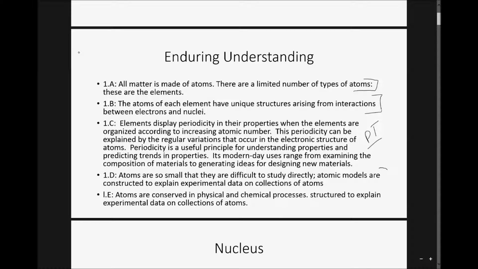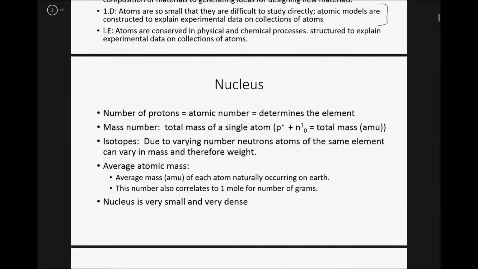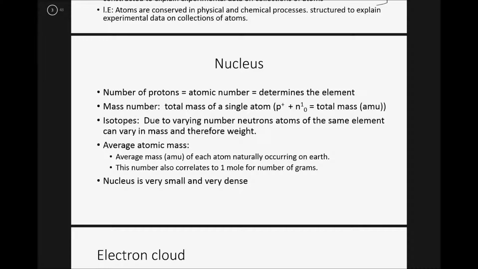Atoms are so small they are difficult to study, so atomic models are constructed to explain the data. There are means of studying atoms that are very tiny, and we'll talk about a couple of them, like photoelectron spectroscopy. Atoms are conserved in physical processes. So either way, let's roll through this PowerPoint. First of all, the nucleus: the number of protons, the atomic number, determines the element.